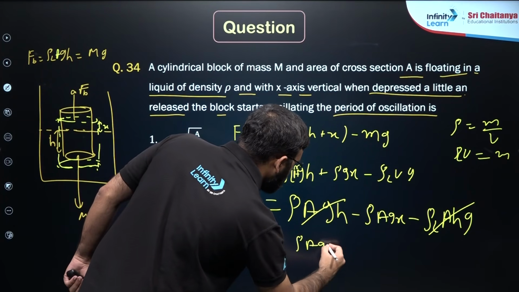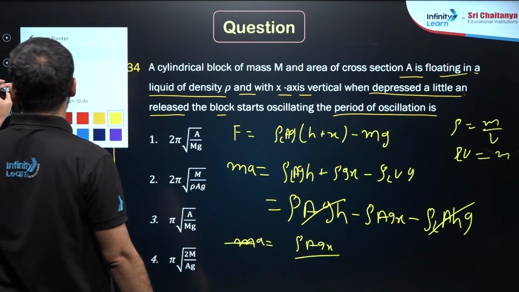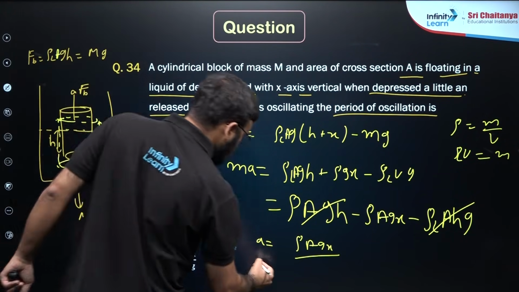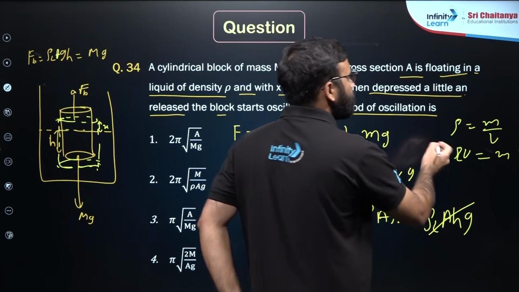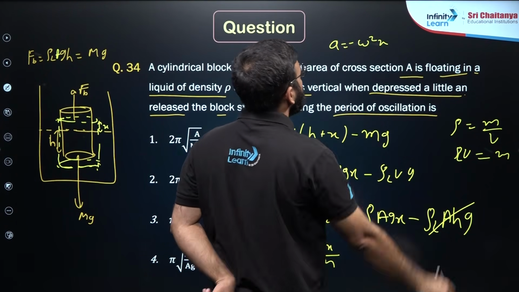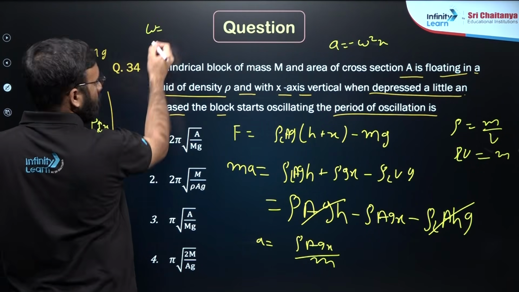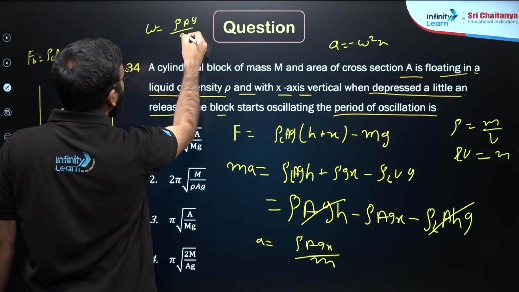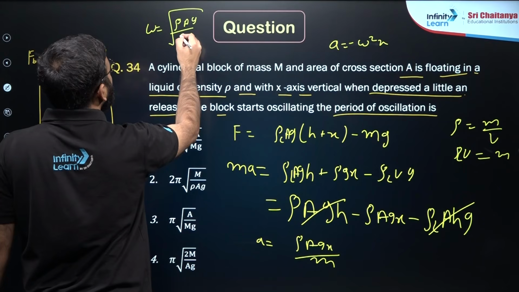So m a equals to rho a g x upon m, sorry, I am just considering what is the my a equals to this one. So all of you now, what is the my a equals to omega square x minus omega square. So you can compare with this one. So what is the my omega? Omega equals to, you can get rho a g upon m, and square root of this one.